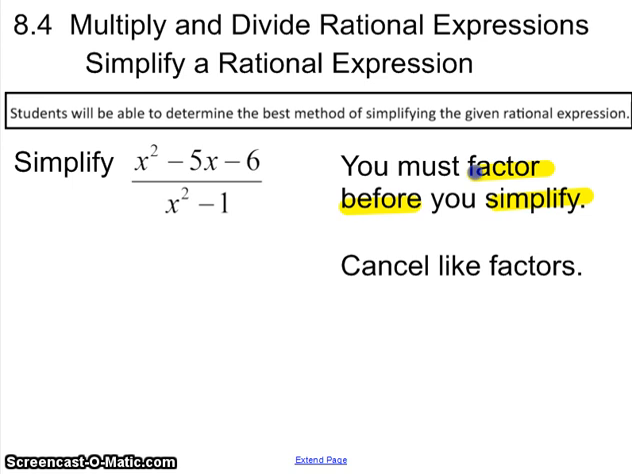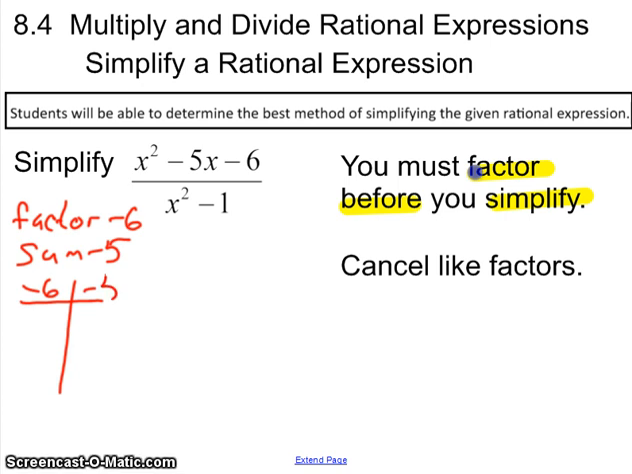So my numerator, x squared minus 5x minus 6, that's easy AC. It has three terms and the leading coefficient is 1. So I want to find factors of negative 6 whose sum is negative 5. So I've got negative 6 and positive 1, which multiply to negative 6 and add to negative 5. Those are the magic numbers. Since this is an easy problem, I can just substitute them in.